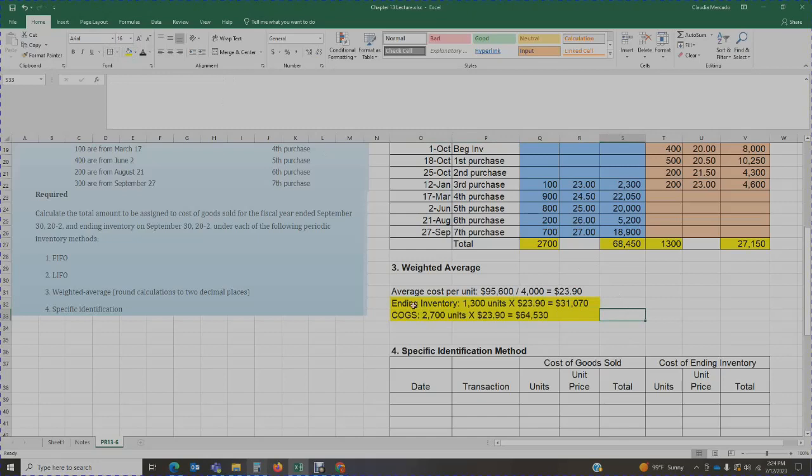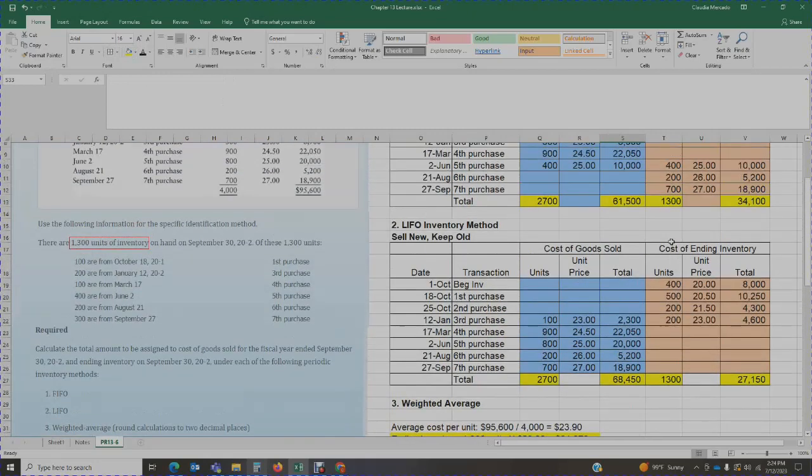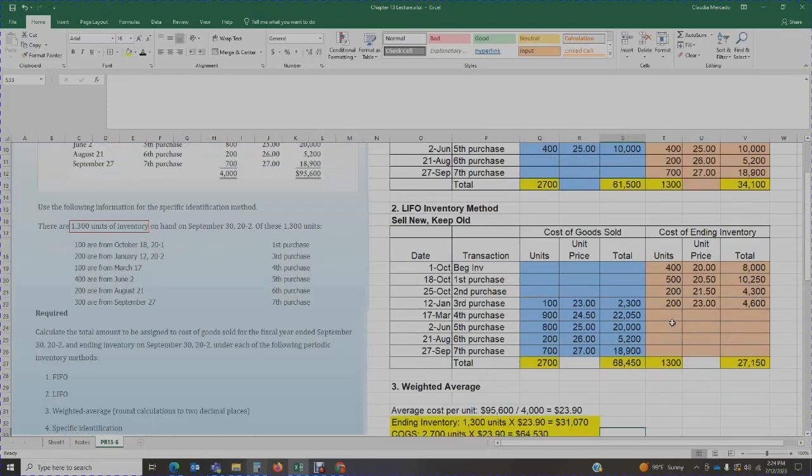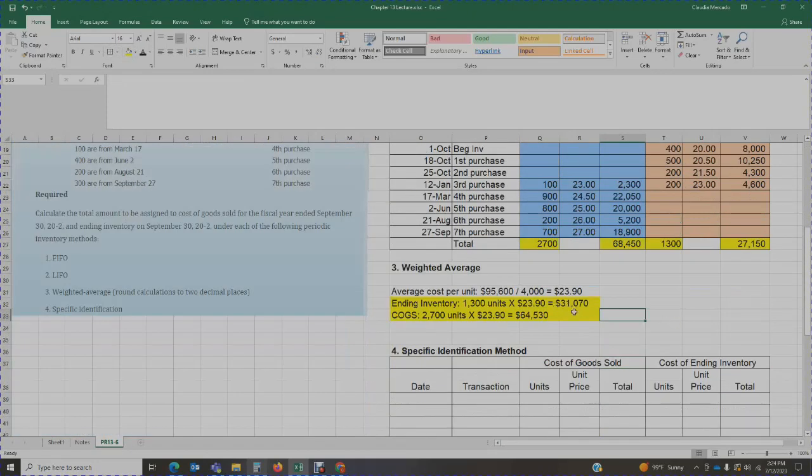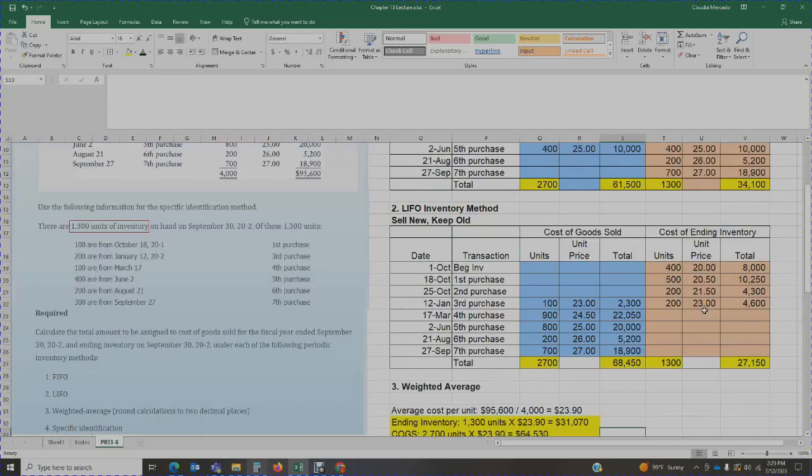So we can compare. You see, for my ending inventory, I still have 1,300 units, just like I did with LIFO and just like I did with FIFO. But now the ending inventory cost assigned using the weighted average method is going to be 31,070. So it's in between the two. For LIFO, it's at 27,150. For FIFO, it's at 34,100. The weighted average gives you a number in between both the LIFO and FIFO, so that way it's not as extreme. It's kind of like in the middle.